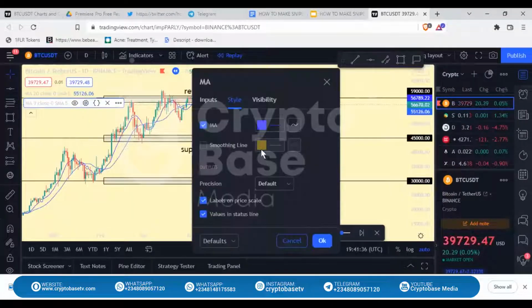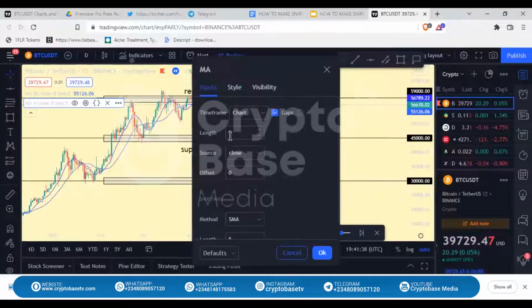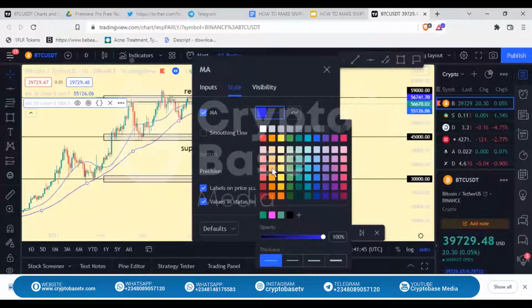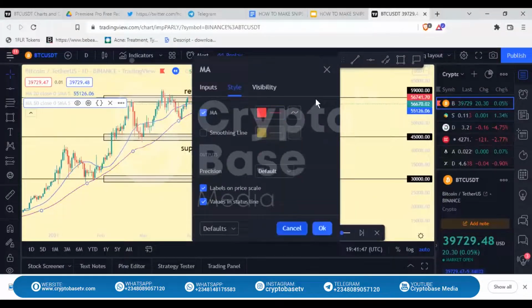Okay, so I'm going to set this one to a 50-day moving average. So this is like the long-term moving average. And then I'm going to set the color so that I differentiate them when they cross each other.